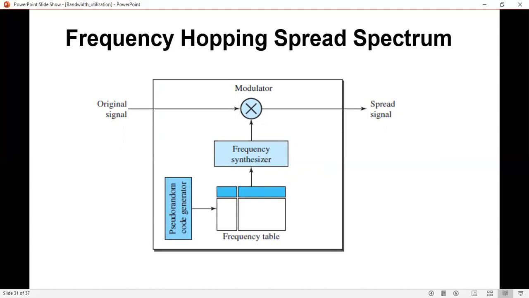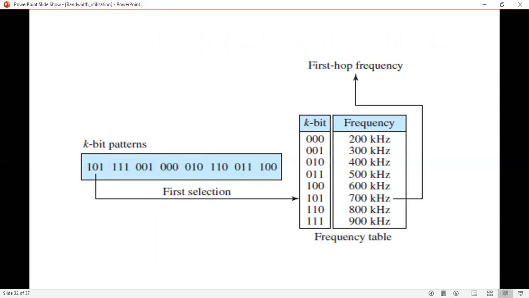Now we will see one example to understand it more clearly. Okay, frequency selection, how to select the frequency. Suppose we have decided to have 8 hopping frequencies as seen in the figure. The pseudo random code generator will generate 8 different 3-bit patterns. The patterns given here are 101, 111, 001, 000, 010, 110, 011, and 100.